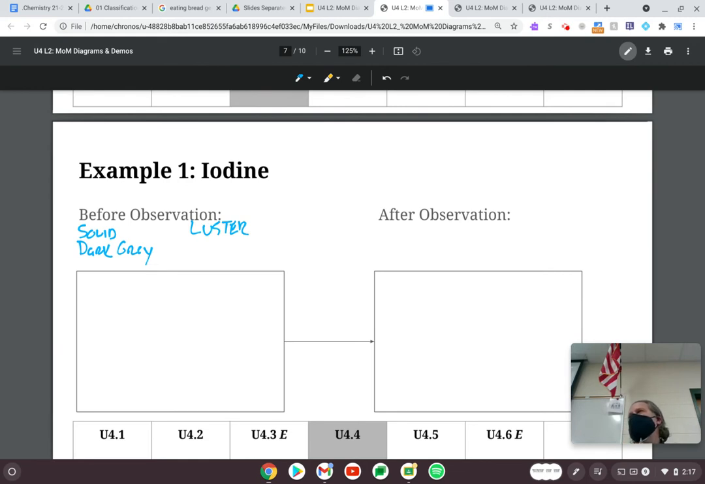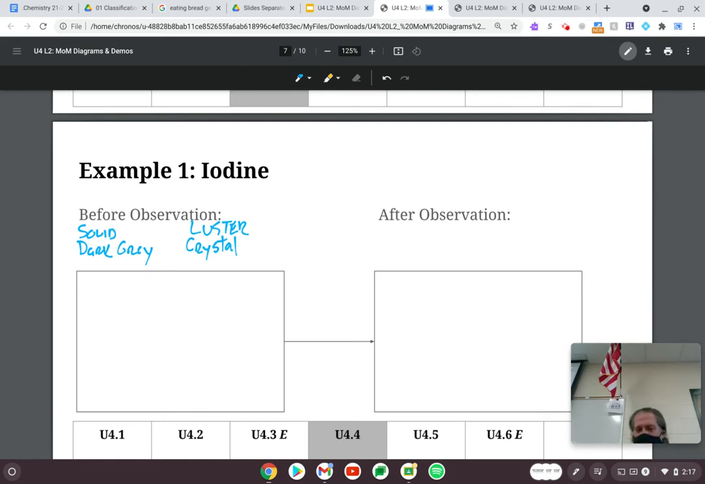How would you describe the texture? Flaky is a good one. Somebody else used a word that starts with C. Ayanna, you said it. Well, how did you describe the shape of the solid? Yes, it was crystalline. So we'll say crystal. Solid, dark gray, luster, crystal. See what else can we say about it? Okay. I don't know. That might be enough.